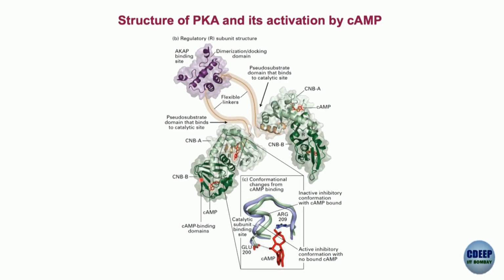The most interesting mechanism of how this regulatory subunit inhibits the catalytic subunit is that these regulatory subunits have a pseudo substrate domain here that binds to the catalytic subunit. The pseudo substrate domain will bind to the catalytic subunit in a way that the catalytic subunit cannot phosphorylate anything. That is how it keeps it in an inhibitory state.